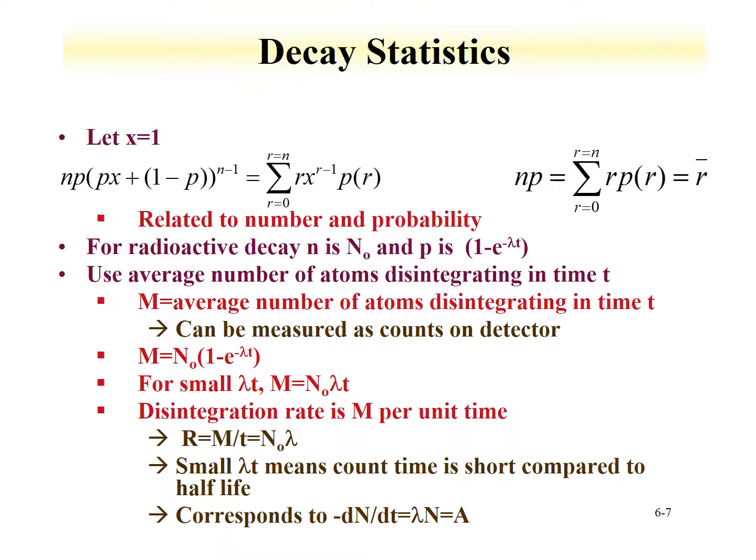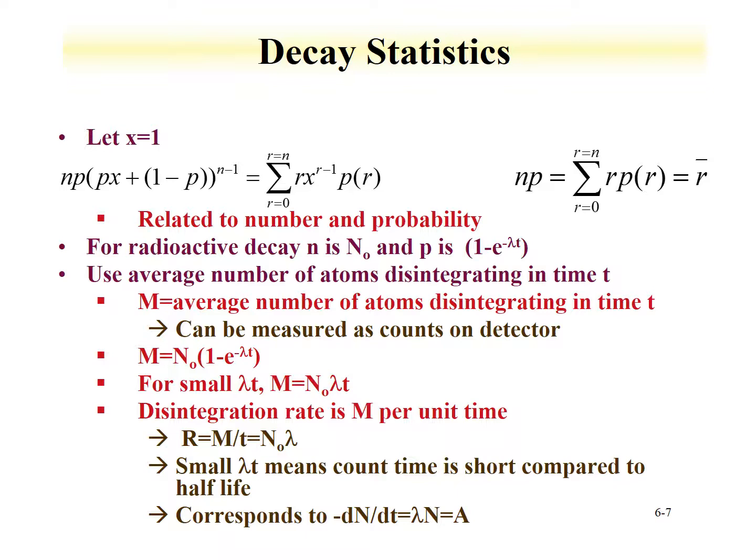Now if I take that equation and I just let x be equal to 1, this sum then gets converted into this equation. This is related to number and probability. And for radioactive decay, we use N0 and 1 minus e to the minus lambda t. So now we have a route to talk about what's our standard deviation that may occur for decay of a certain amount of radionuclides in a given period of time.